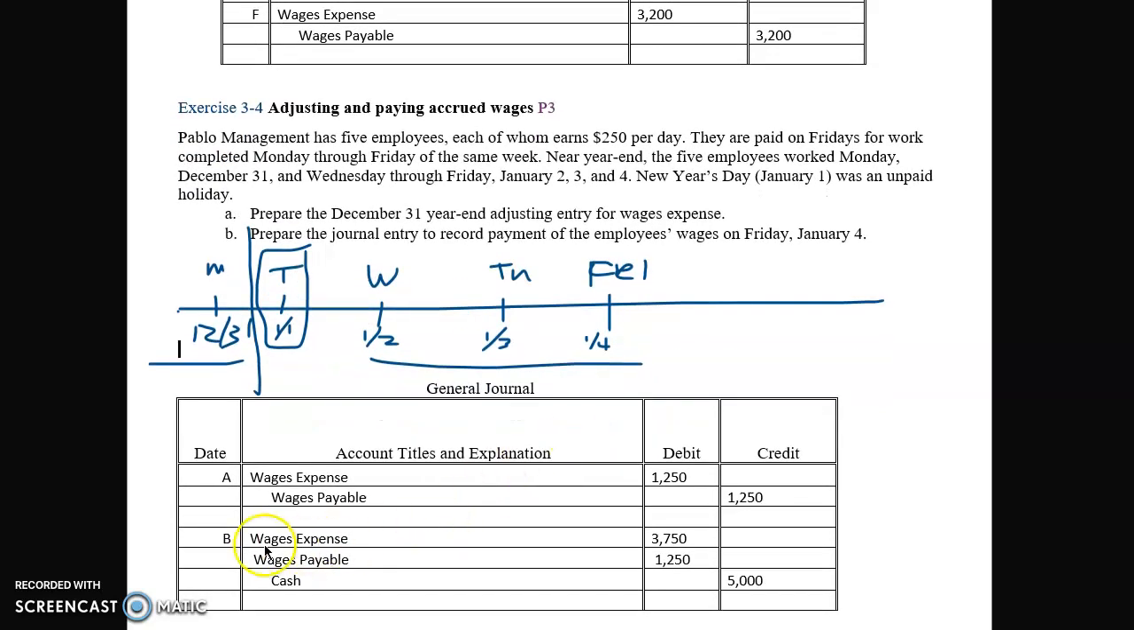All right, so let's look at that. So wages expense that we're going to record for these 3 days. So $1,250 times 3. That's $1,250. Equals $3,750. All right. And I'll start another video in a second.